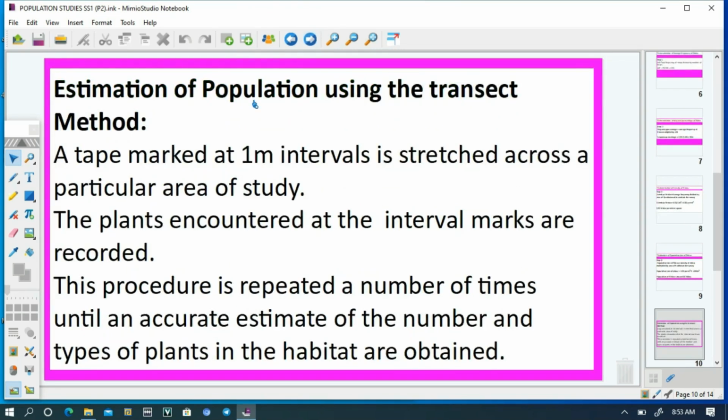Estimation of population using the transect method. A transect is a tape marked at 1 meter intervals. It is stretched across a particular area of study. The plants encountered at the interval marks are recorded. The procedure is repeated a number of times until an accurate estimate of the number and types of plants in the habitat are obtained.